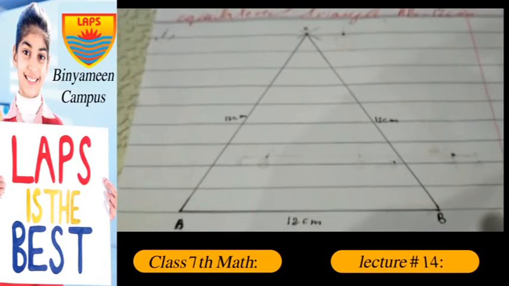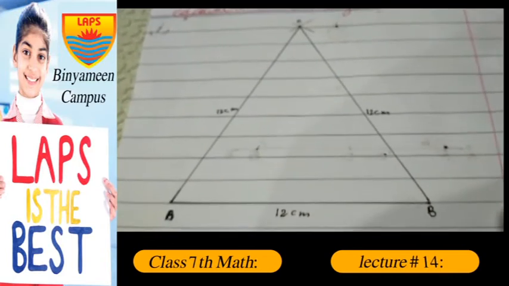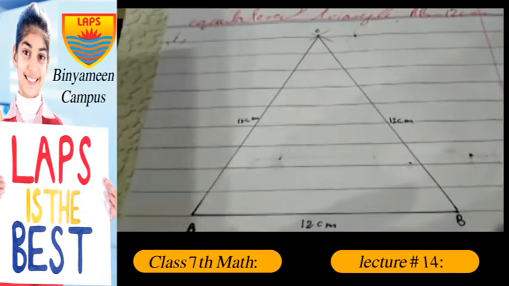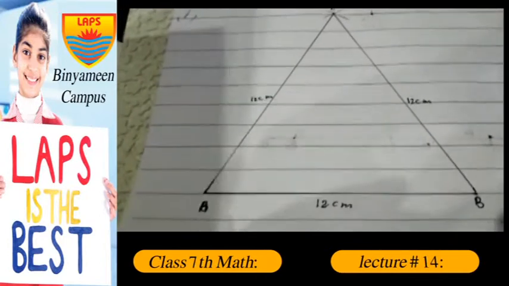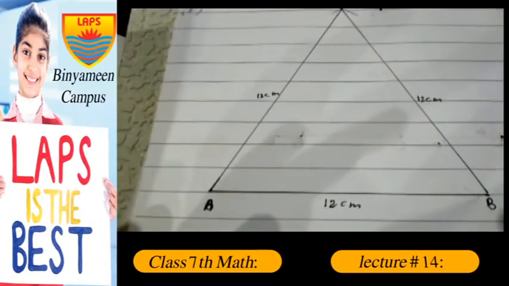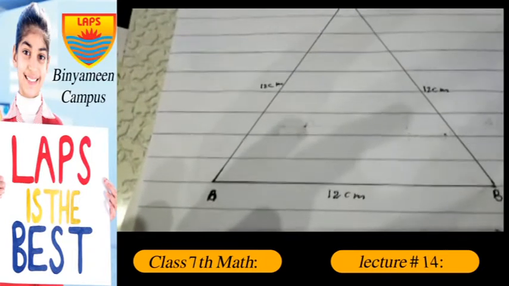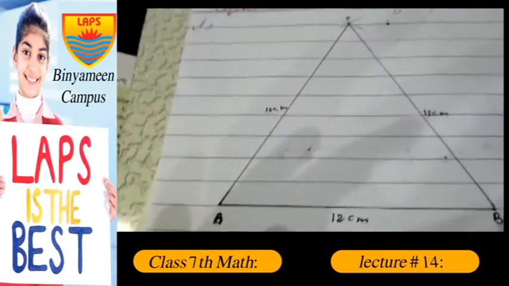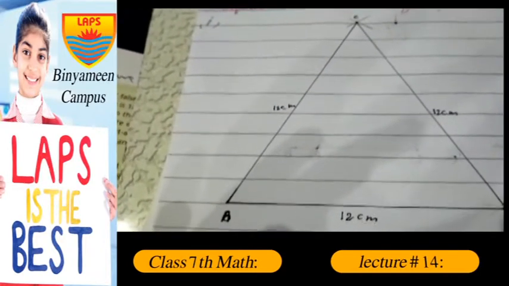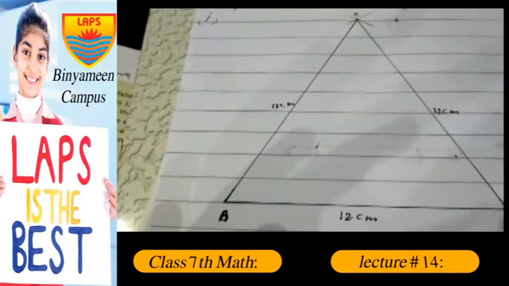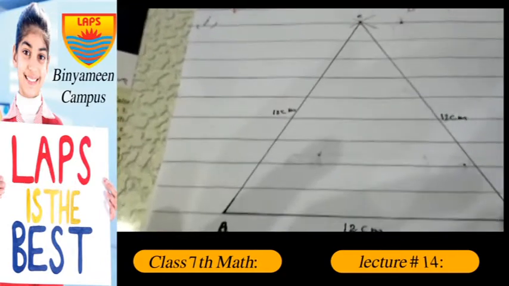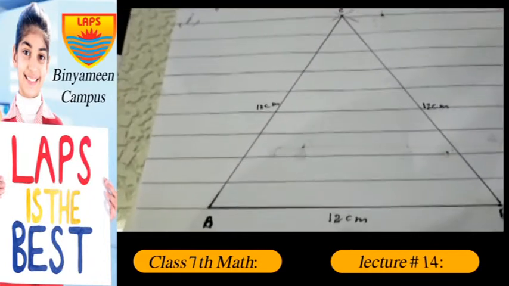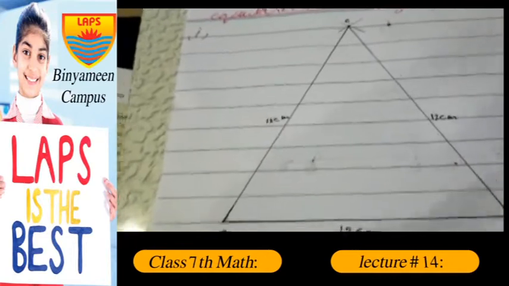Steps of construction. Draw AB is equal to 12 centimeter. Step 2, with B as a center, draw an arc of radius 12 centimeter. Step 3, with A as a center, draw another arc of the same radius so that it intersects the previous arc at point C. Join C to AB. So triangle ABC is required.